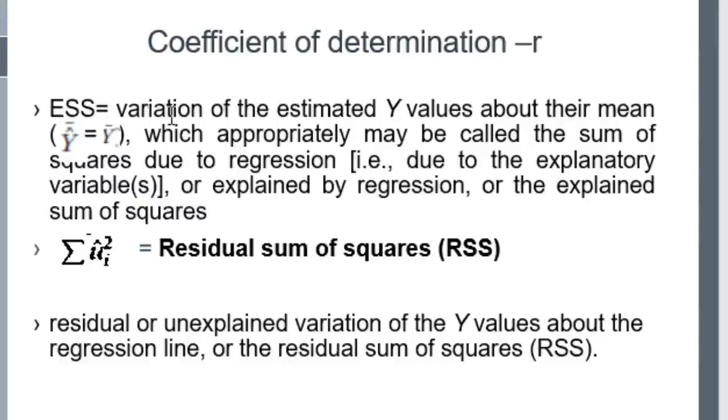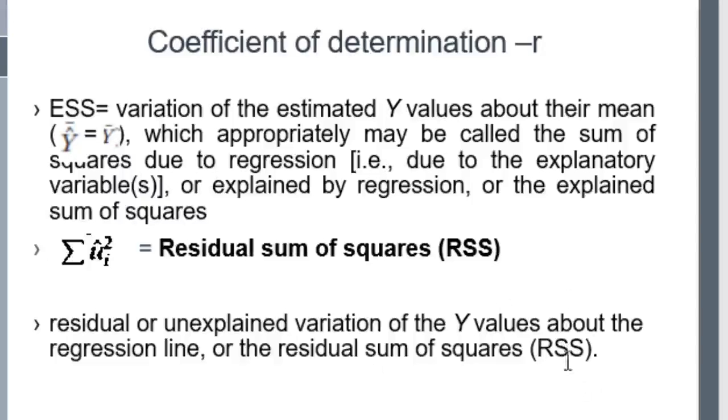That is, ESS is the variation of the estimated yi, that is yi cap, from its mean value, that is yi cap bar equal to y bar, which appropriately may be called the sum of squares due to the regression, or that is due to the explanatory variable, or explained by the regression. And the third term is sigma ui cap square. This is the residual sum of squares, the residual or unexplained variation of y values about the regression line.